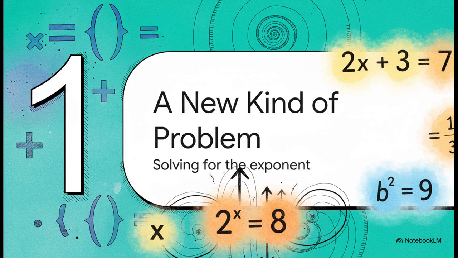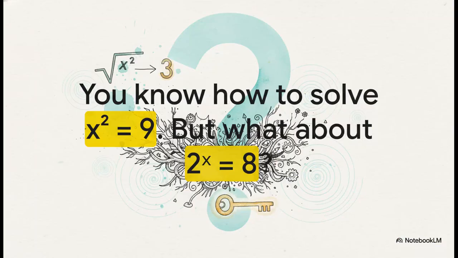Look, you're already a pro at solving a whole bunch of equations, right? You know exactly what to do when you need to find the base, like in a problem like x squared equals 9. But what happens when the thing you're looking for, that little x, is stuck way up high in the exponent? Yeah, think about it. For x squared equals 9, it's easy, right? You just take the square root of both sides. Boom, you're done. But what about 2 to the power of x equals 8?